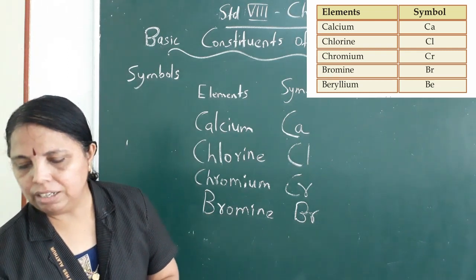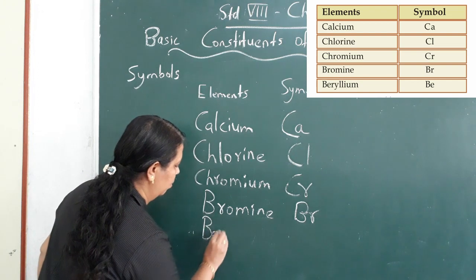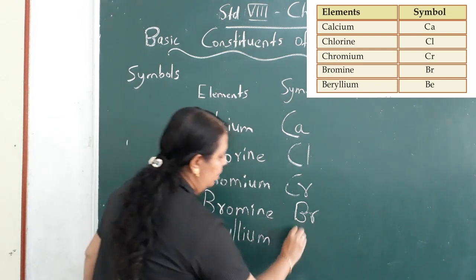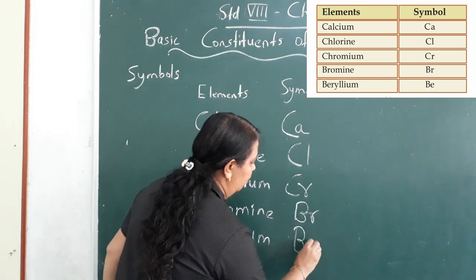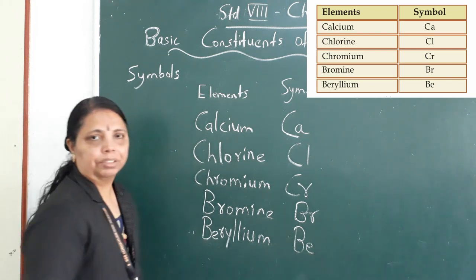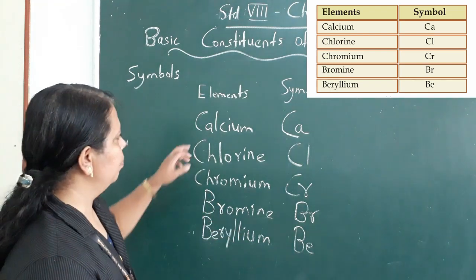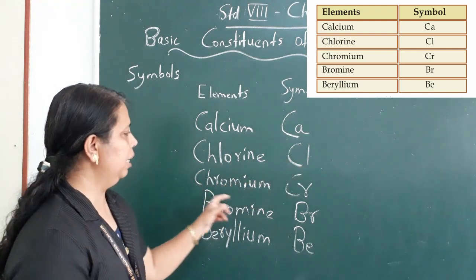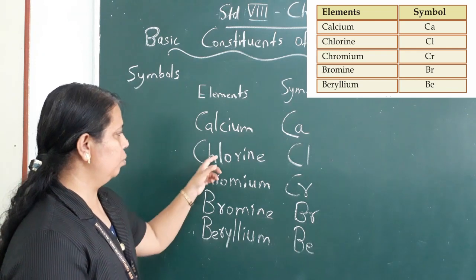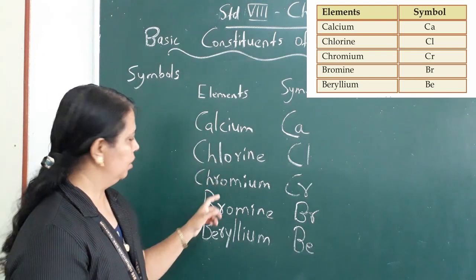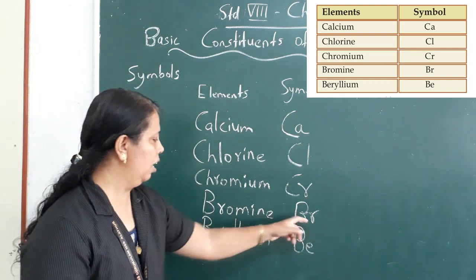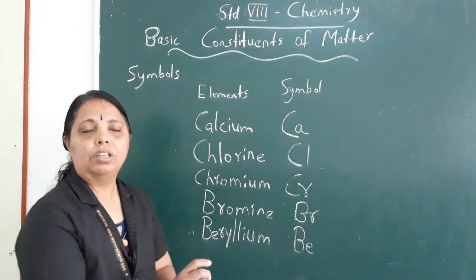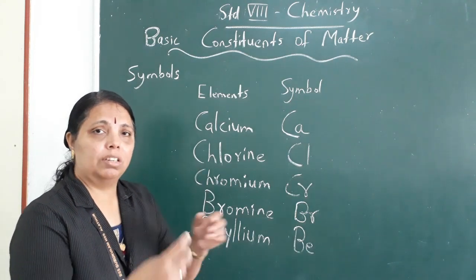Now after bromine is beryllium. This is also an element, beryllium. So the first and the second. First is capital letter B, and then you write the second letter, it is e. So I will just teach you again. Calcium, Ca, chlorine, Cl, chromium, Cr. In these two cases we have taken the third letter. Bromine, Br, beryllium, Be. We have taken the first and the second. So every time rules keep on changing.